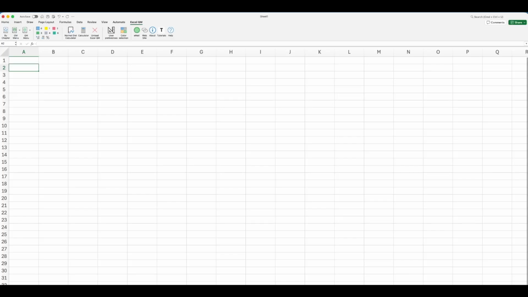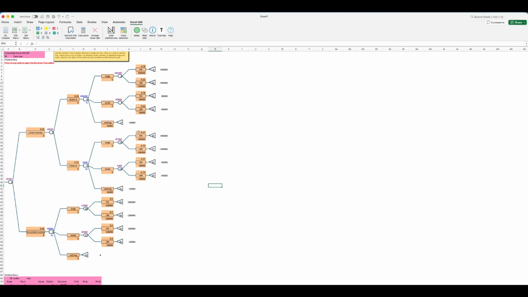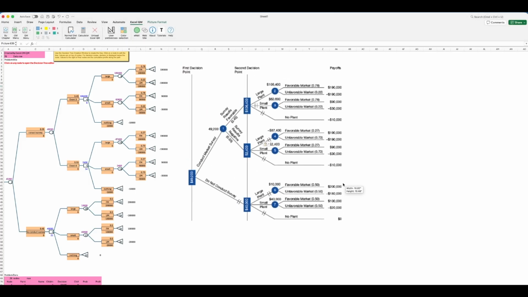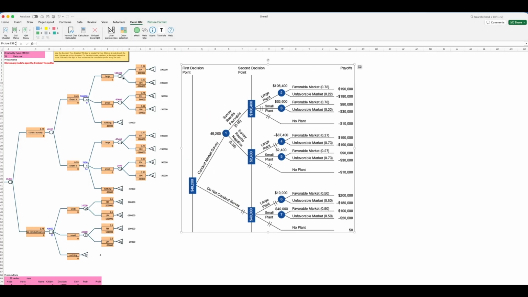Let me show you the tree that I already built to save time. So 78% of the time the market is favorable, and this is the payoff. 22% of the time it is unfavorable, and this is the payoff. Let me put the graph here too. So you can see that it calculates automatically the numbers exactly as we calculated in our example. It calculates all the payoffs.